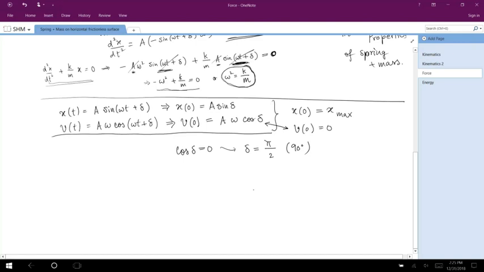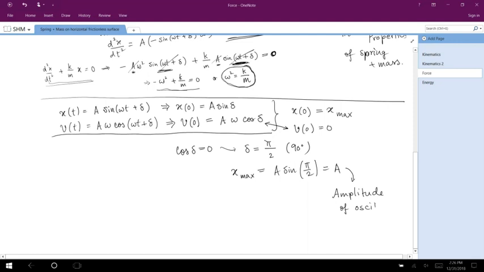So we found that delta has to be equal to pi over 2, and now we can go back to our time t equals 0 x condition. If I put this value of delta back into that equation, we find that x max is equal to a times sine of delta, but delta is pi over 2, so that's sine of pi over 2, which gives us a. So we find that a is nothing but x max, or in other words, this is the amplitude of oscillations.